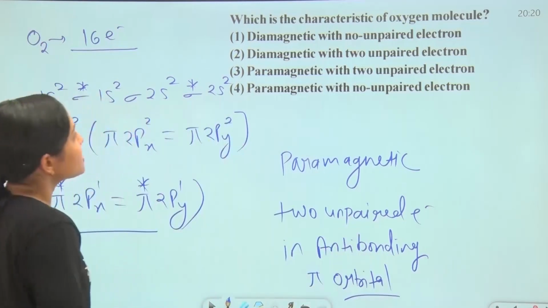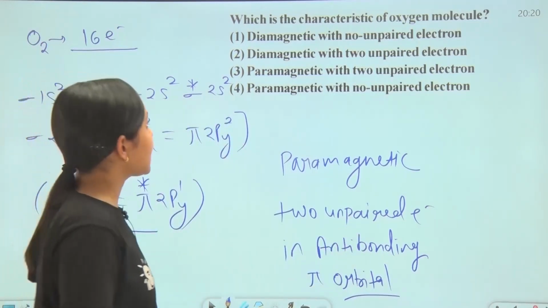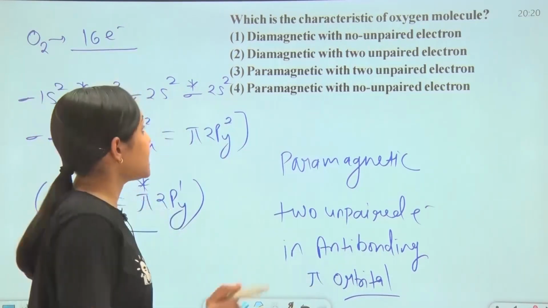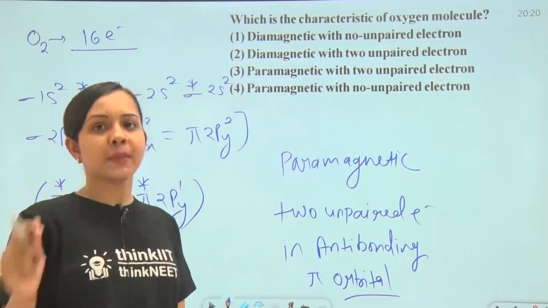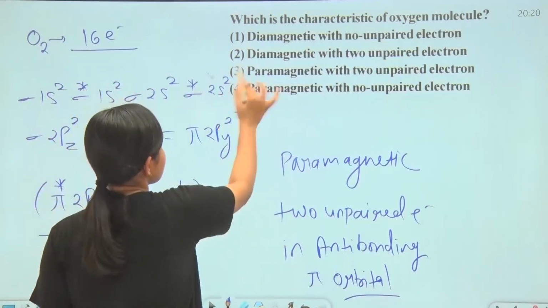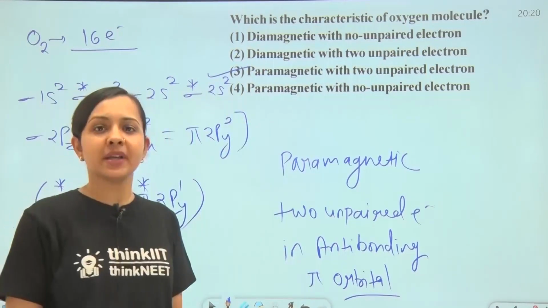Now, the first option is diamagnetic with no unpaired electron. Second, diamagnetic with two unpaired electrons. Third is paramagnetic with two unpaired electrons. So option 3 is the correct answer. It is paramagnetic with two unpaired electrons.